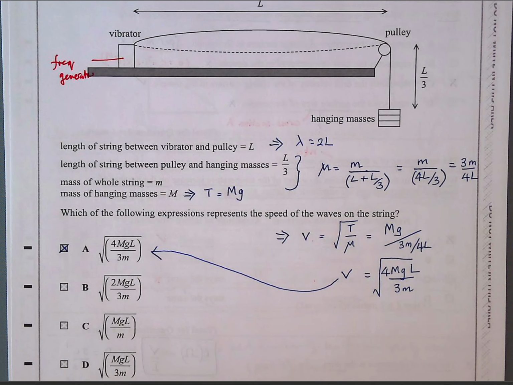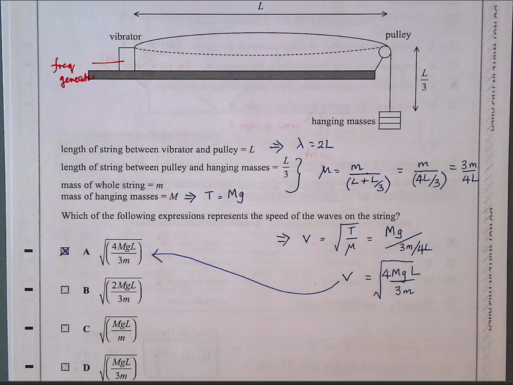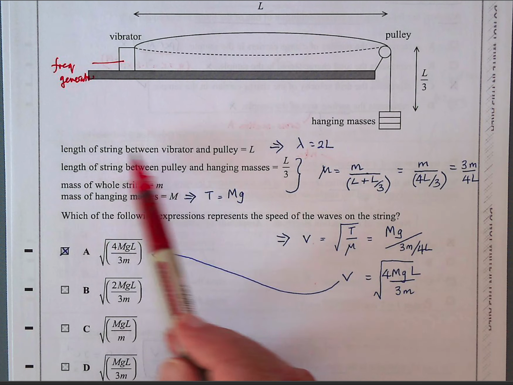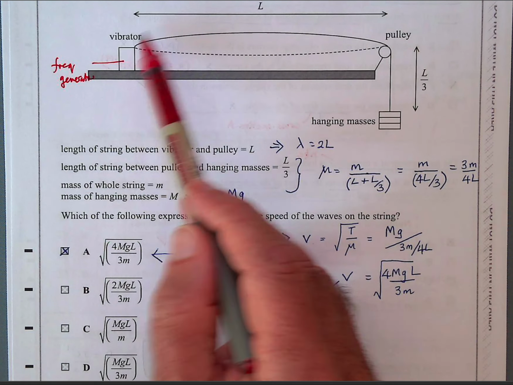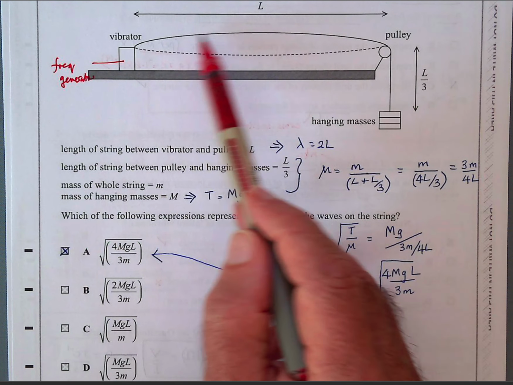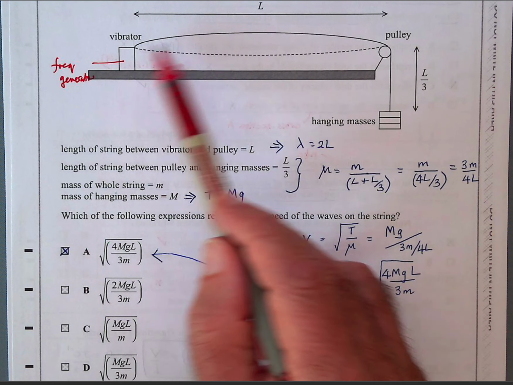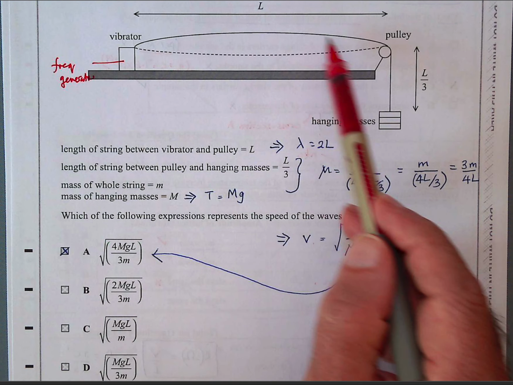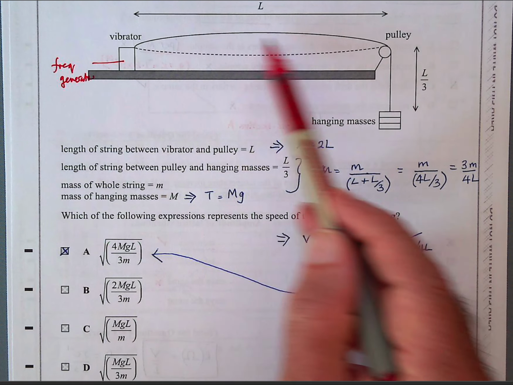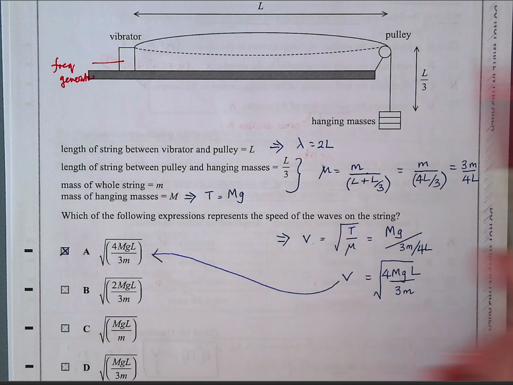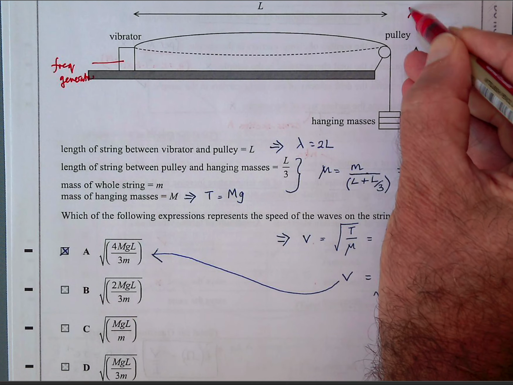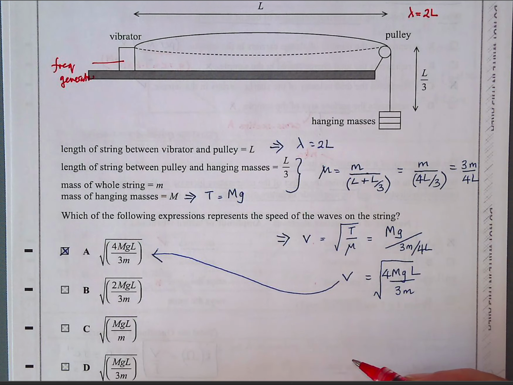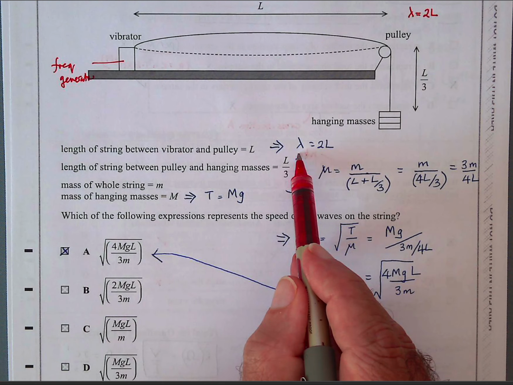I'm just trying to see how much of the question and the answers I can get on the screen for you. So the length of the string between the vibrator and the pulley is L. Now you can see the vibration shown is not a complete wavelength. It's half a wavelength, because if it was a complete wavelength, it would go down, and this is the peak, and it would then create the one with the trough. So the wavelength, lambda, would be equal to twice the length shown. So that's what I put here.